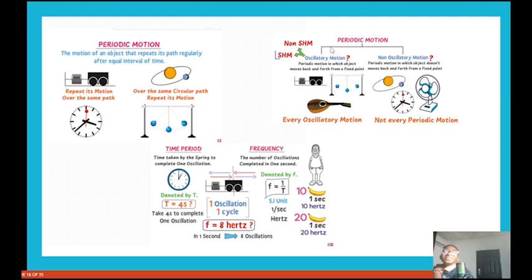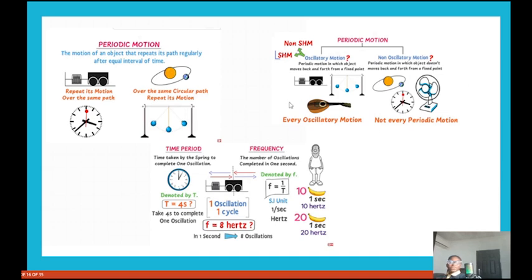So periodic motion is divided into two. We have the oscillatory motion, and we have the ones that are non-oscillatory, but they are periodic because it's continuous. They are periodic, but they are not what? Oscillatory. Oscillatory motion is periodic motion in which the object moves back and forth. They will always go to the front and come back. Those are oscillatory motion. And they can be divided into simple harmonic motion, called SHM, or non-simple harmonic motion. Then we have the non-oscillatory motion.